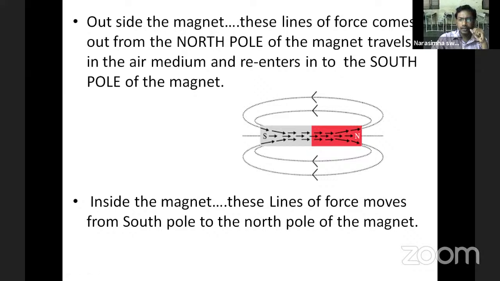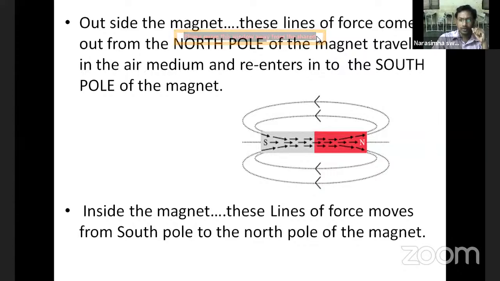So outside the magnet, the lines of force are moving from North Pole to South Pole, and inside the magnet they are moving from South to North. Very, very important. If the question is asked like this: the magnetic lines of force will move from which direction to which direction? Both are correct, moving from south to north and north to south. But you should mention inside the magnet or outside the magnet. That you should mention.